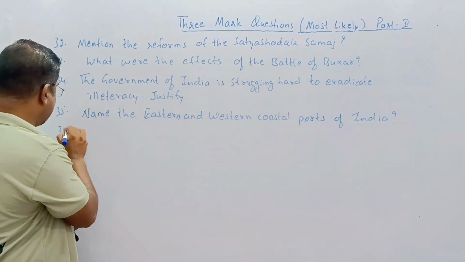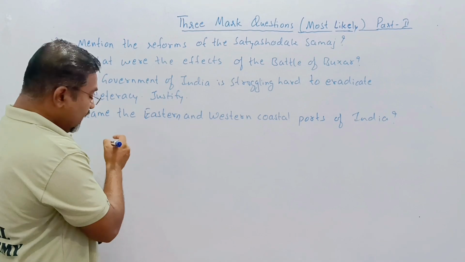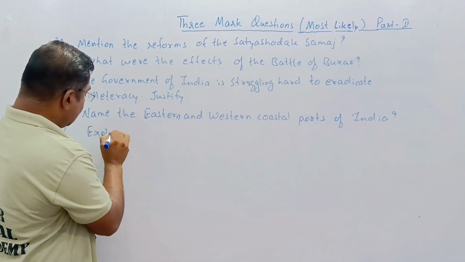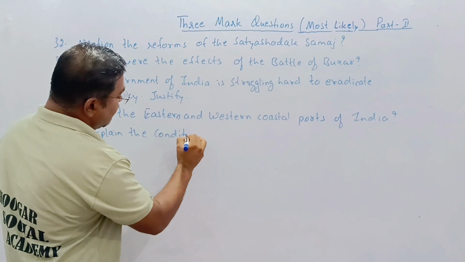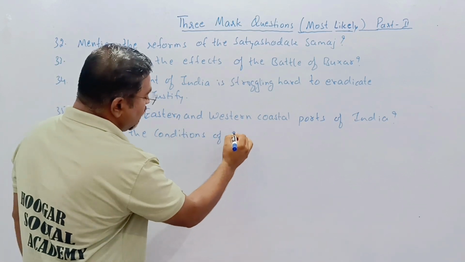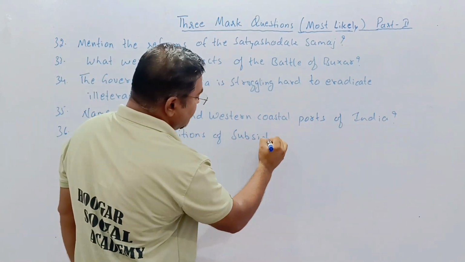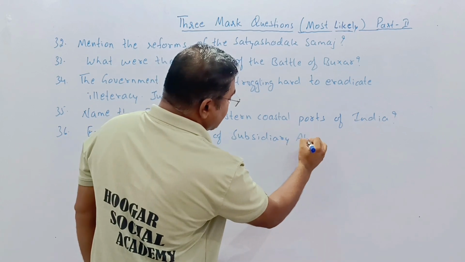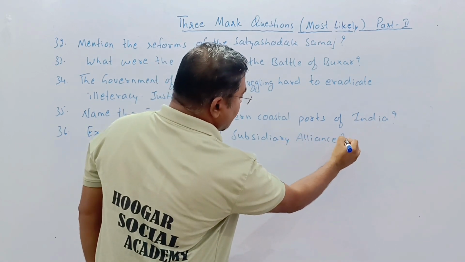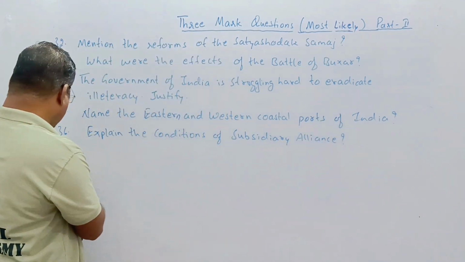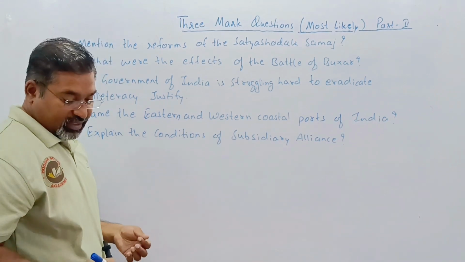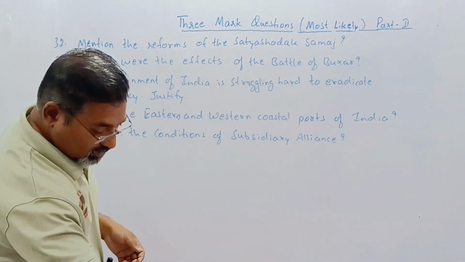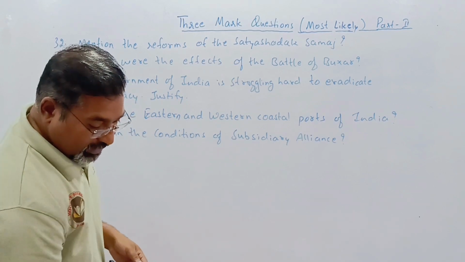Another side, 36th question. Explain the conditions of subsidiary alliance. 3 marks question. Again a fixed question it is. The 6 points which are there you are going to mention. Explain the conditions of subsidiary alliance.